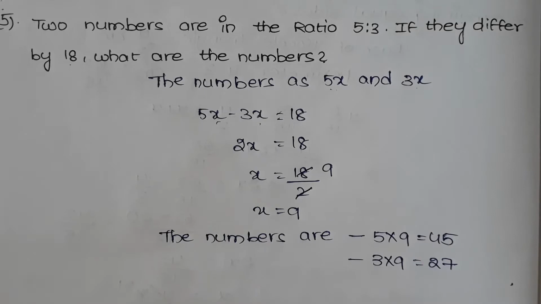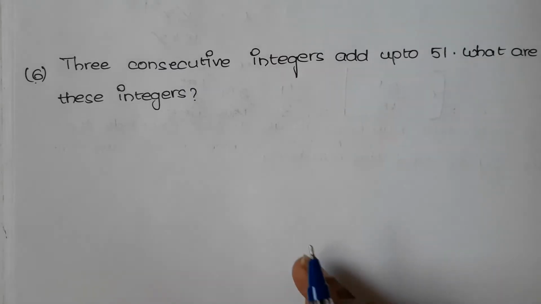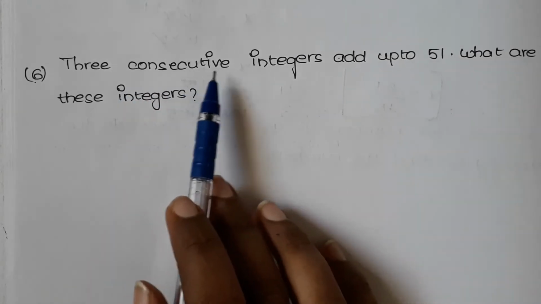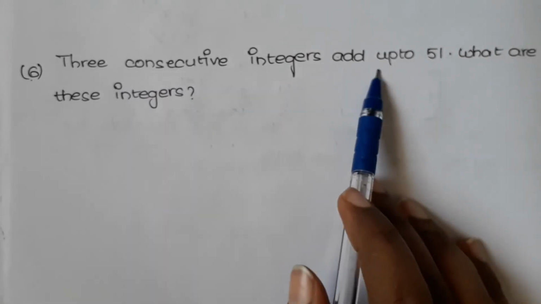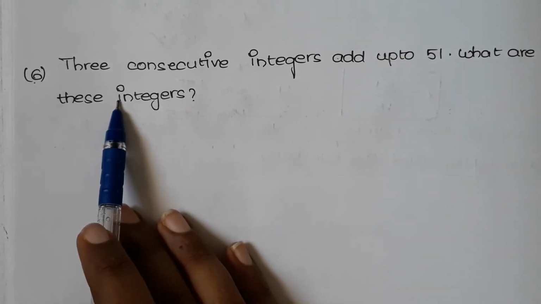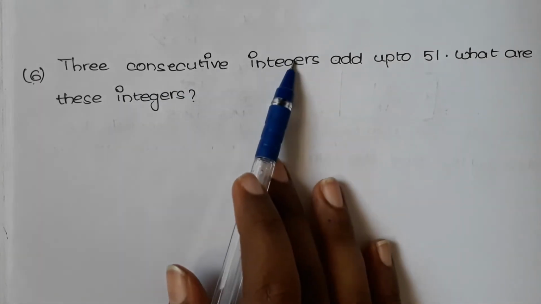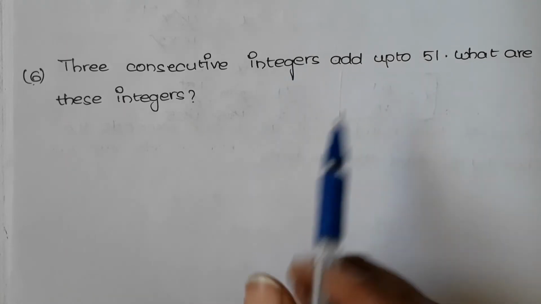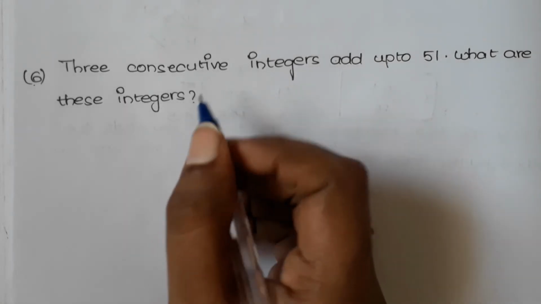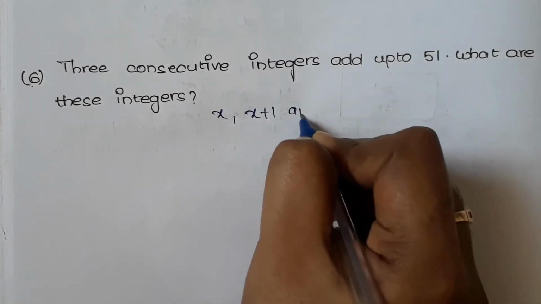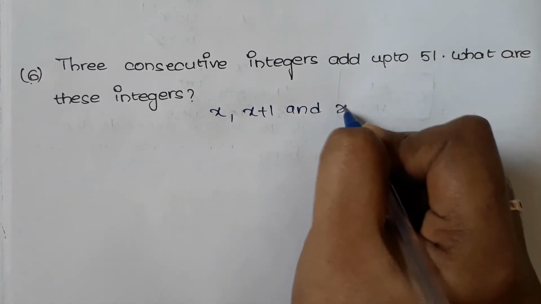Now let us see the sixth question: three consecutive integers add up to 51. What are these integers? Now here we should assume three consecutive integers. Consecutive is nothing but side by side. Now let us assume the consecutive integers are x, x plus 1 and x plus 2.